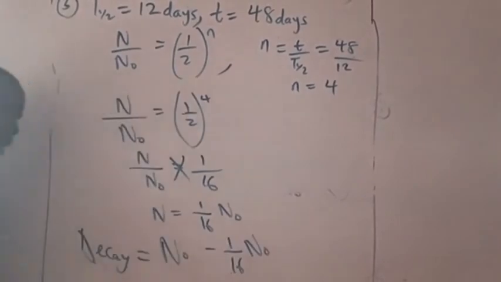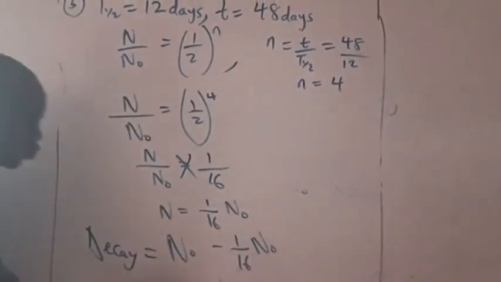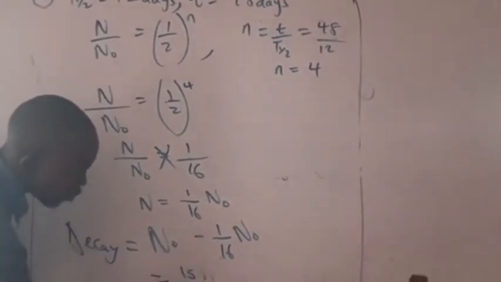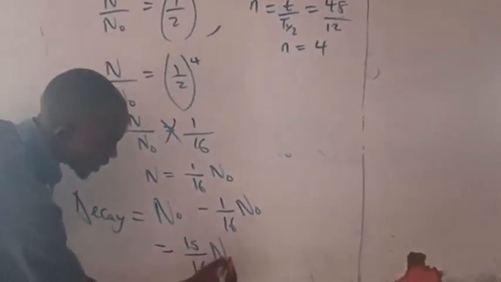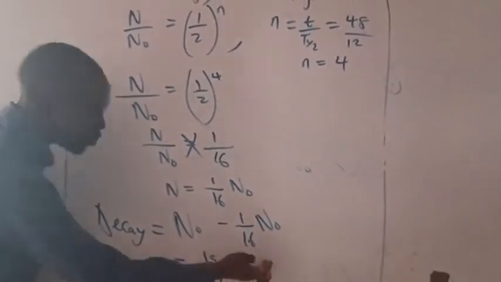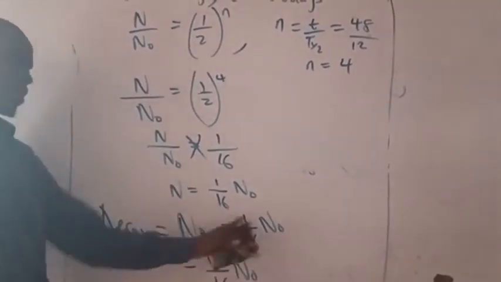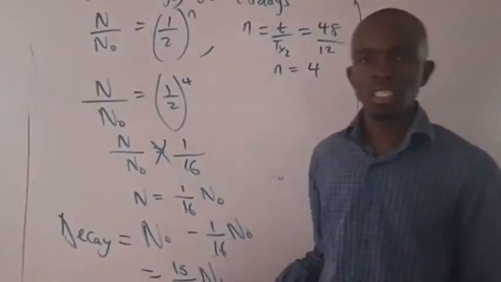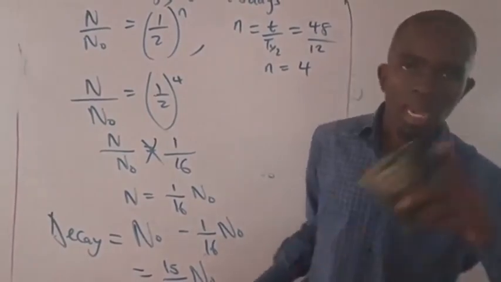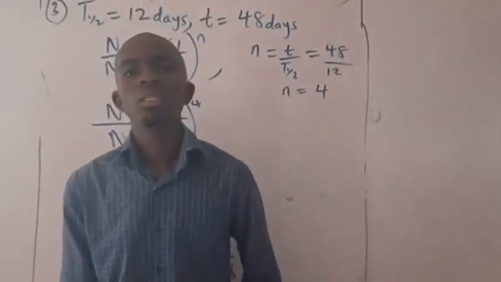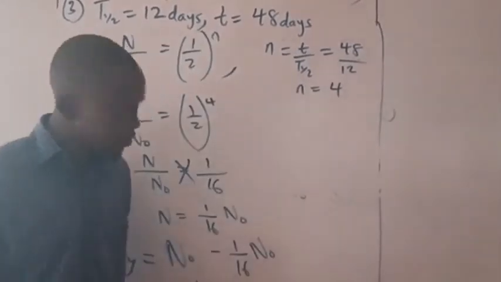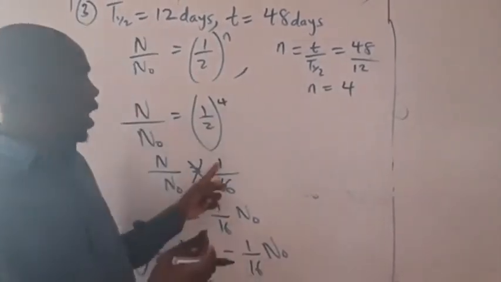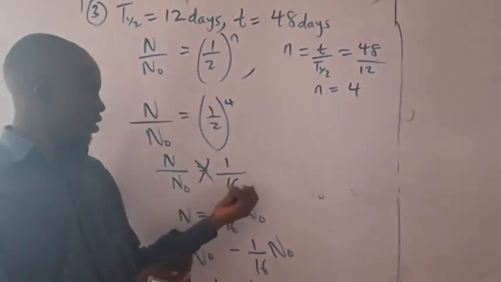Original minus the one that is left behind, which is 15 over 16 of the original life. Because this one is 16, we look for the LCM and 16. Once we solve it, we get this. So it means 15 out of 16 has decayed, and 1 out of 16 is left behind.